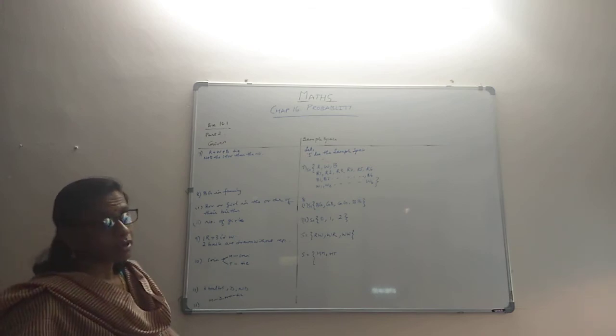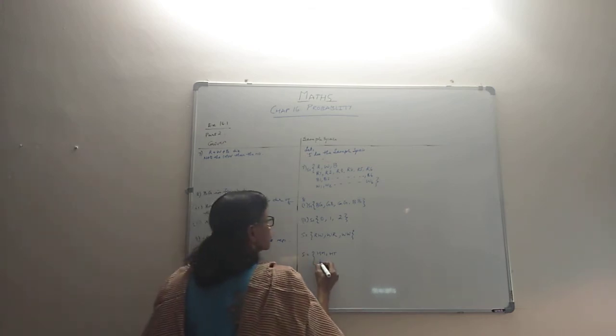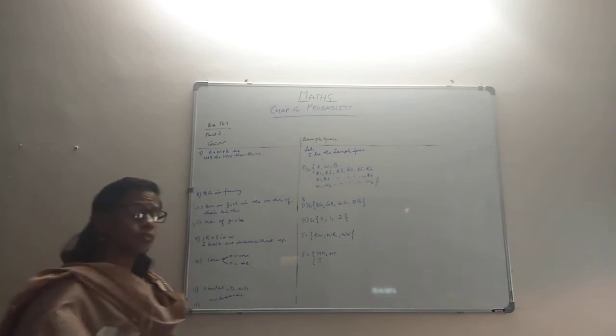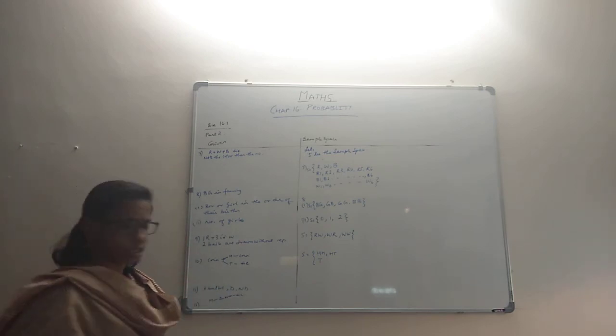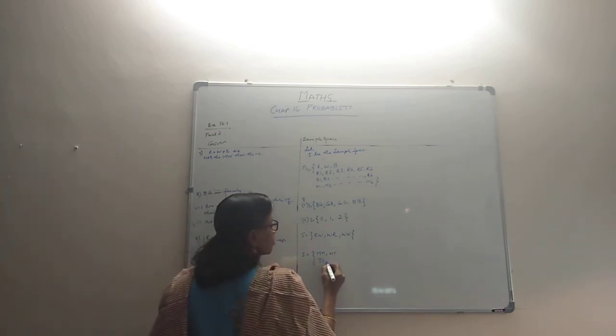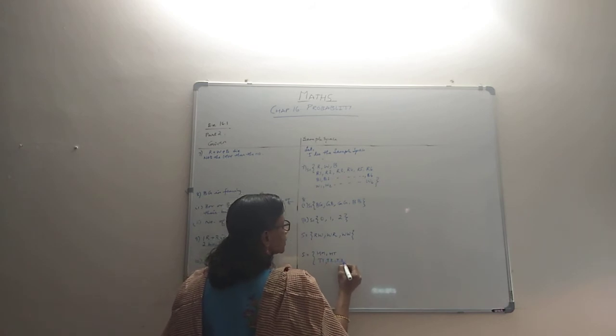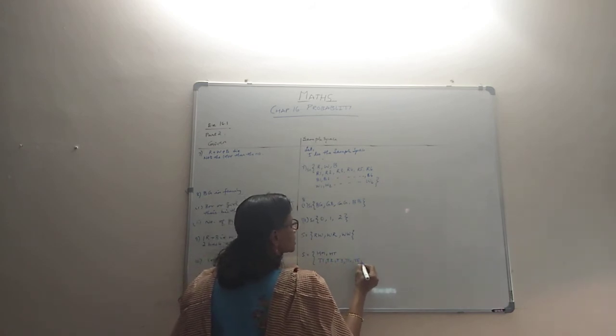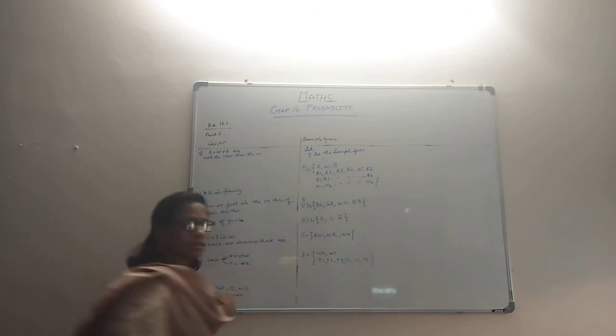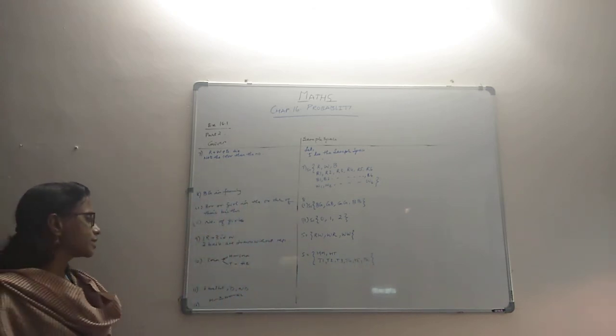But if I get a tail, then I am asked to roll a die. When I roll a die, I can get any number from 1 to 6. So it could be T1, T2, T3, T4, T5 and T6. Right, that's a possibility.